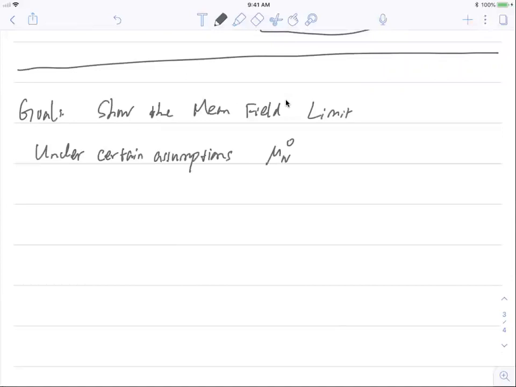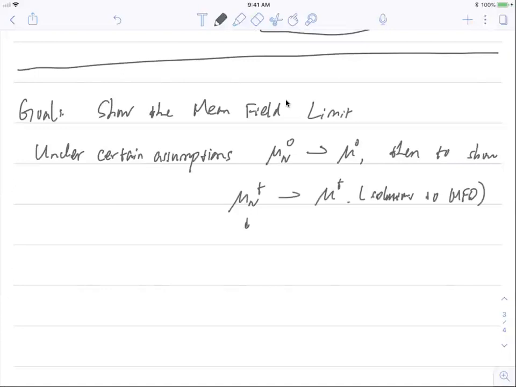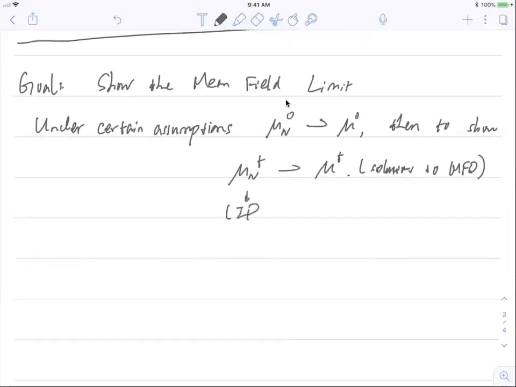Initially, the initial empirical measure converges weakly to, let's say, mu_0, the initial data. Then we want to show that mu_t^N will also converge to mu_t. Here mu_t is the solution to the limit mean field dynamics. And this is for the interacting particle system, like the three cases before.